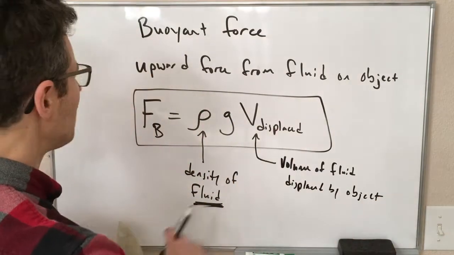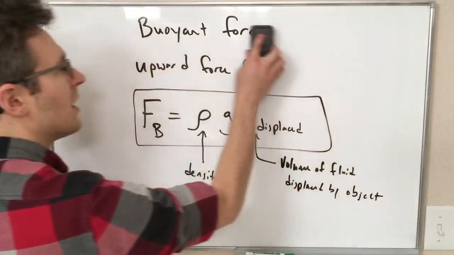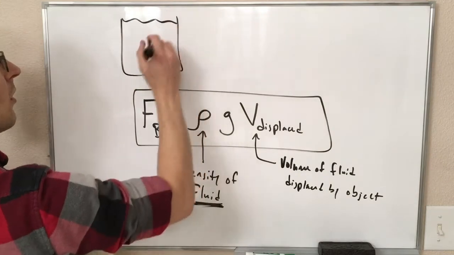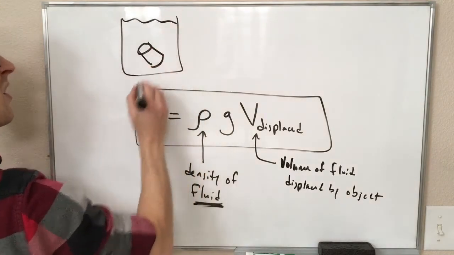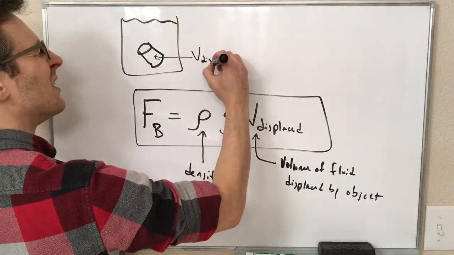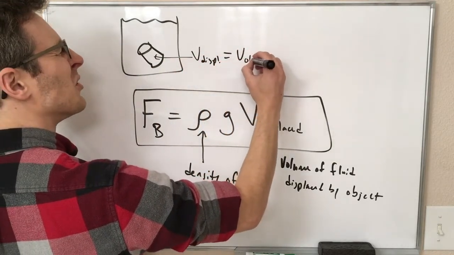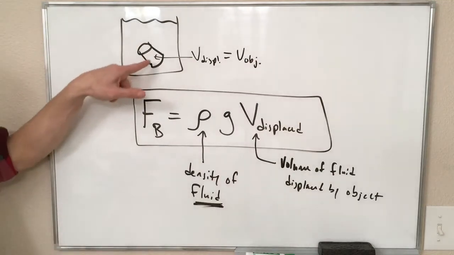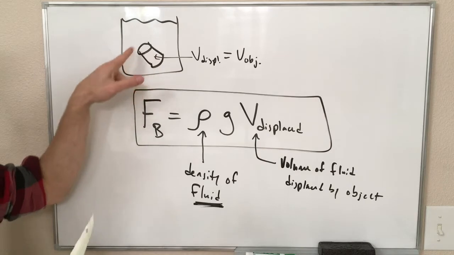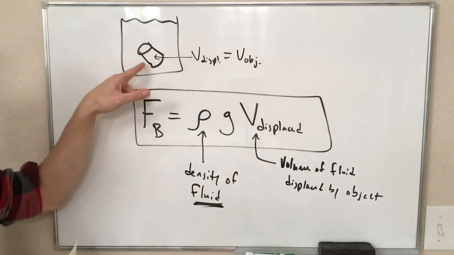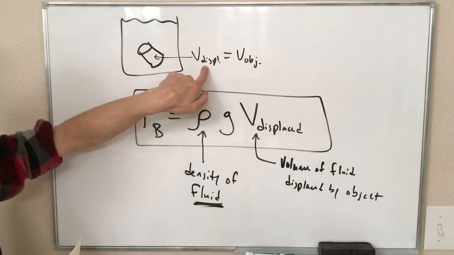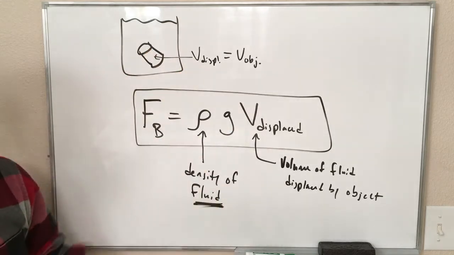So, a little bit more about V displaced. If we have an object that is all the way immersed in liquid here, V displaced is just equal to the volume of the object, right? If the object wasn't there, this space would be filled with water, and it would be filled with exactly as much water as the size of the object, right? So the volume of fluid that's displaced is the same as the volume of the object.